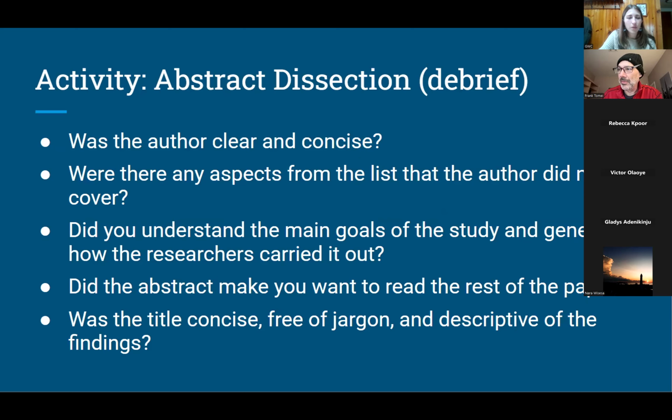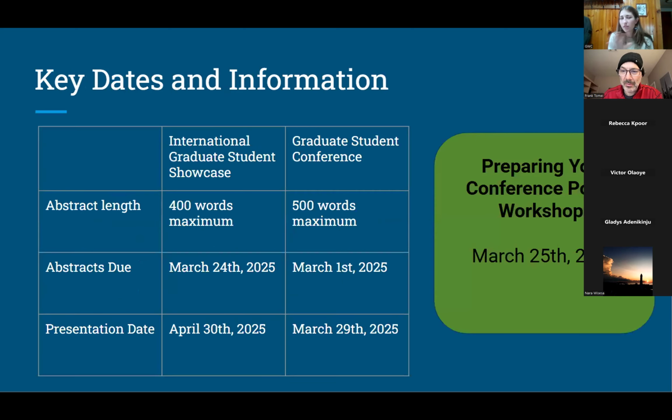So the other thing I just wanted to bring up is some of the dates of these upcoming conferences. There's the International Graduate Student Showcase. The actual presentation day is April 30th. Those abstracts and proposals will be due March 24th. And for both the International Graduate Student Showcase and the Graduate Student Conference, the abstract length is pretty long. This is definitely longer than things I've seen in the past. So you have a lot of words to work with, which could be good, could be bad.